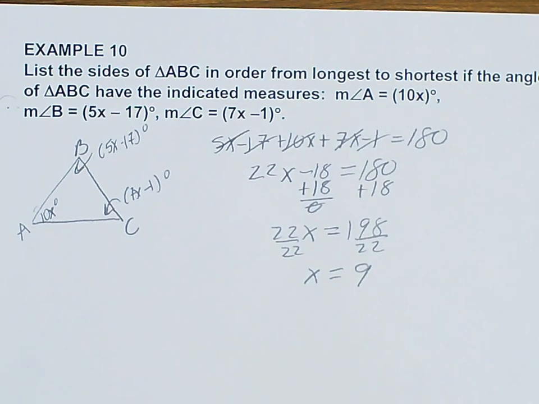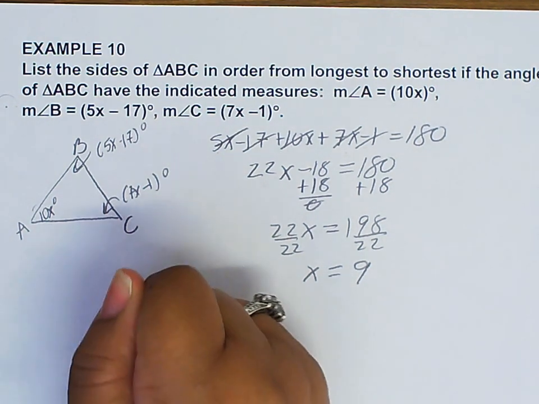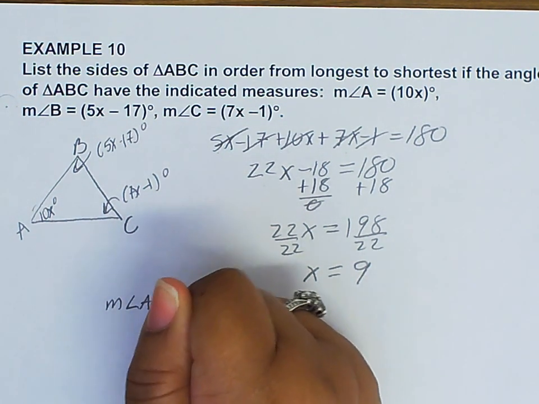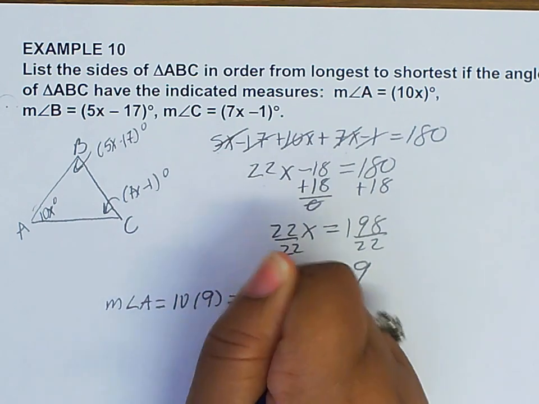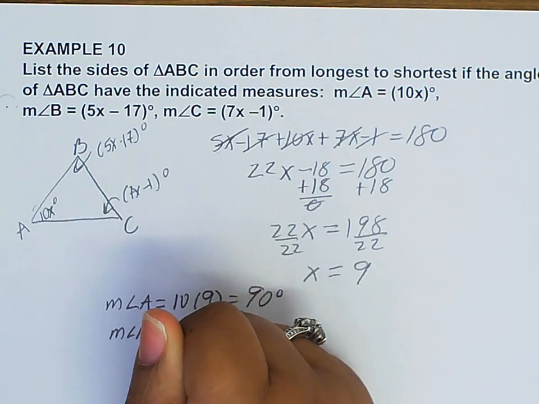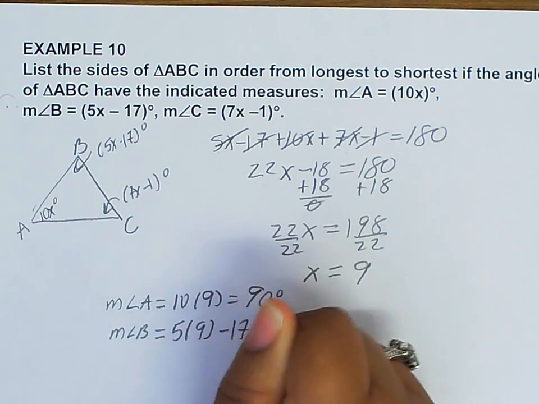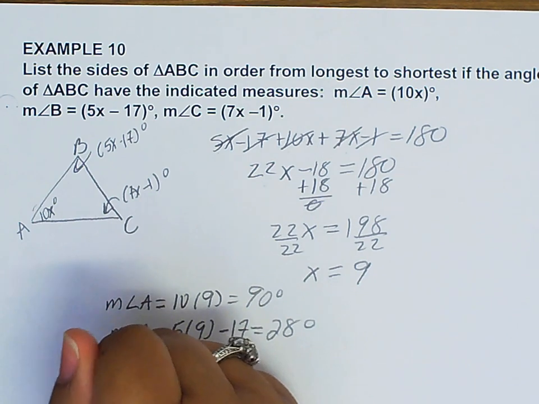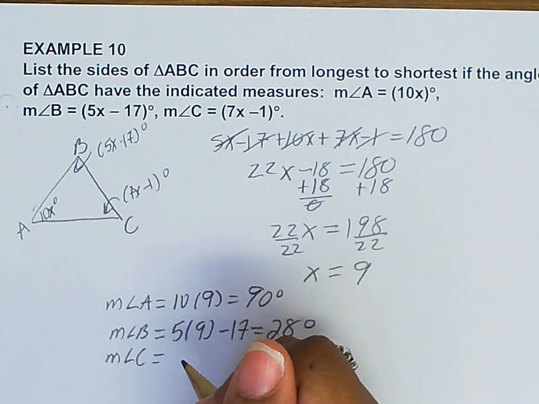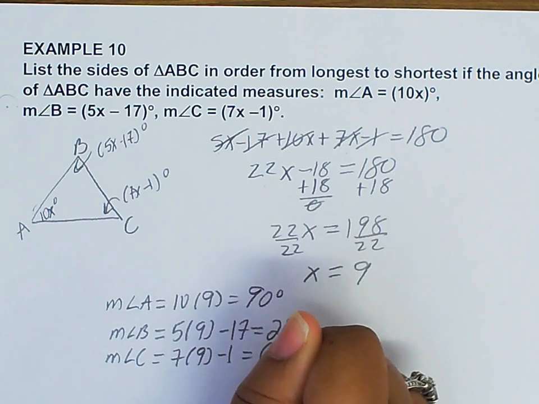Okay, so that's not what it's asking for. It's asking for the angle. So I'm just going to go ahead and plug all these in. Okay, so we had 10 times 9, which gives me 90. Then to measure angle B, we have 5 times 9 minus 17, which gives me 28, and then the measure of angle C, which is 7 times 9 minus 1, which gives me 62.